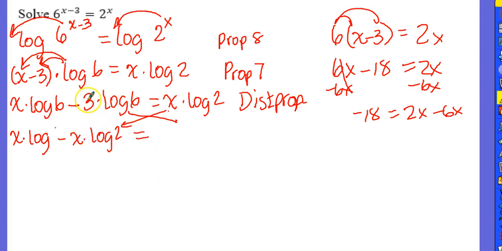And what would I do to move this negative 3 log of 6 to the other side? Add 3 log of 6. So they're switching sides, and they're changing signs. And what I'm doing there is using the addition and subtraction properties of equality so that I can get my x's on the same side and move the log that doesn't have an x to the other side. So logs that do have x on one side, log that doesn't have x on the other side. And that's supposed to have a 6 on it.